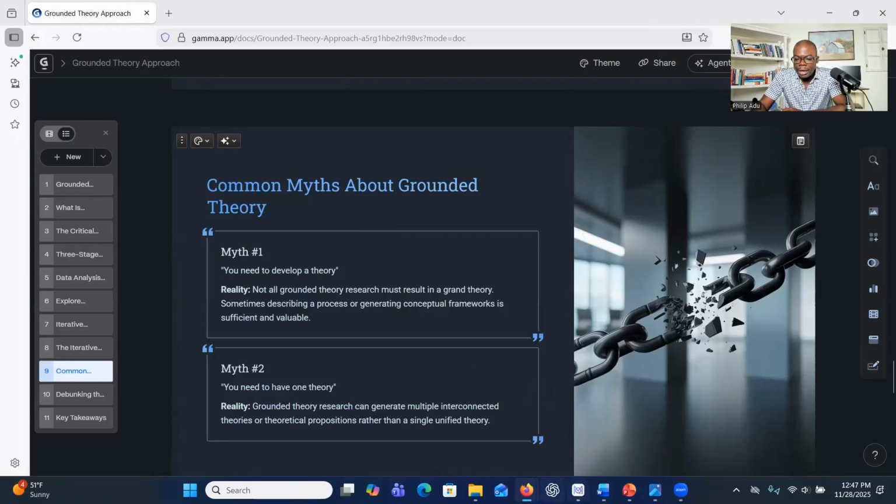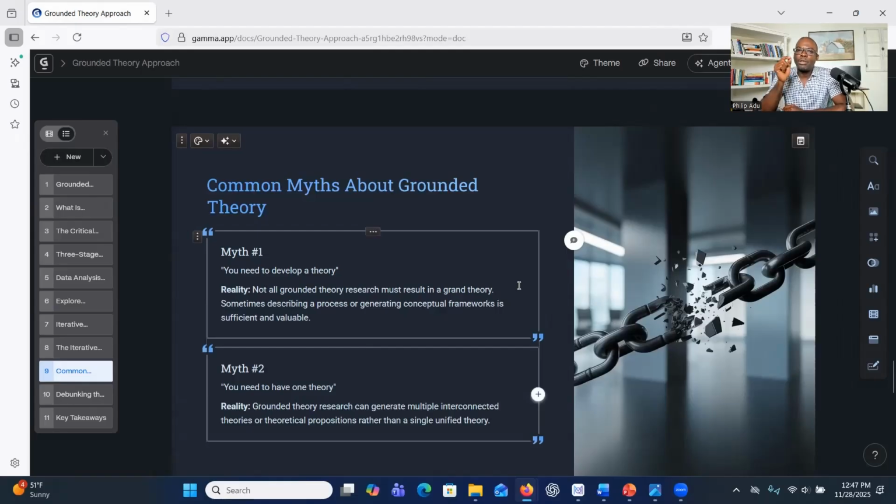So that is what I have. We're going to move to the next stage where we're going to use Gemini to help us analyze qualitative data to develop a theory. I just want you to know the possibility of using AI to make sense of your data.